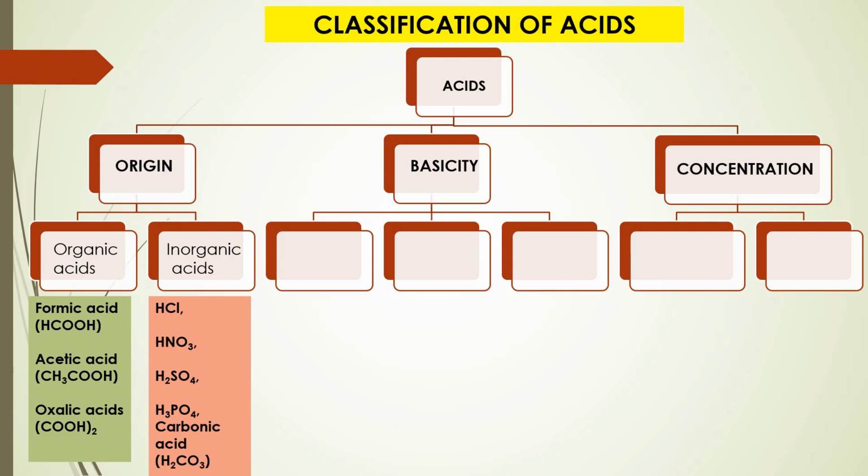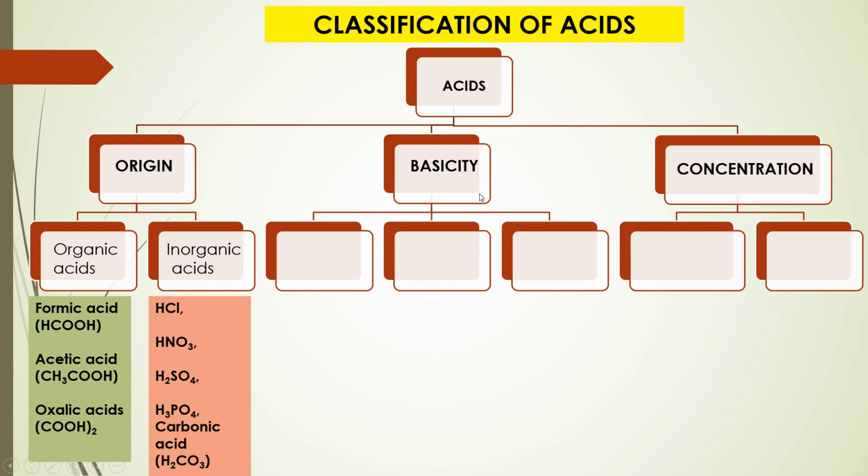But carbonic acid is a weak acid. Now if we compare organic and inorganic acids, organic acids are weak acids, whereas inorganic acids are strong acids. The only exception among inorganic acids is carbonic acid. Although being a mineral acid, it is a weak acid. Is that clear, students?